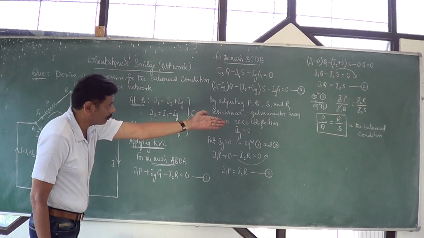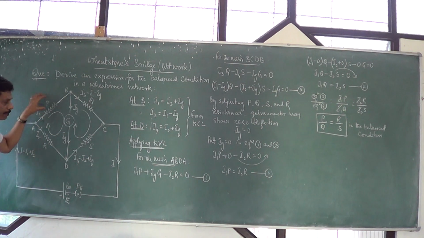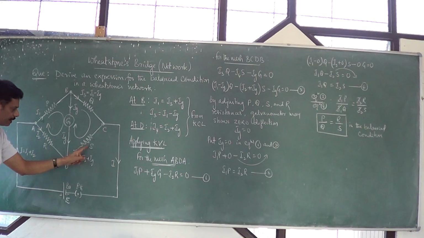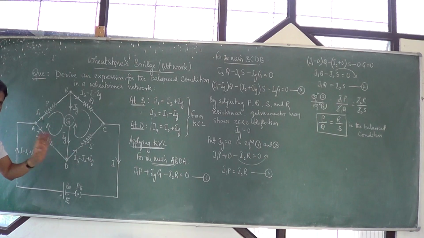If it is a balanced Wheatstone network, P divided by Q is equal to R divided by S. P by Q is equal to R by S. If this holds good, then automatically Ig current is equal to 0. Vice versa, if Ig current is 0, P by Q is equal to R by S. If P by Q is equal to R by S holds good, Ig current is 0. That is a balanced condition.